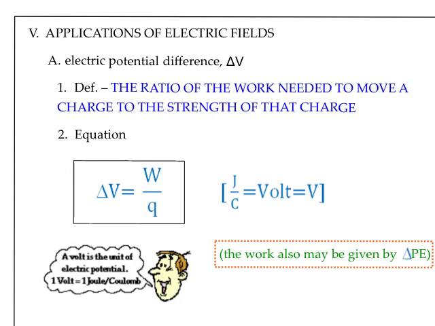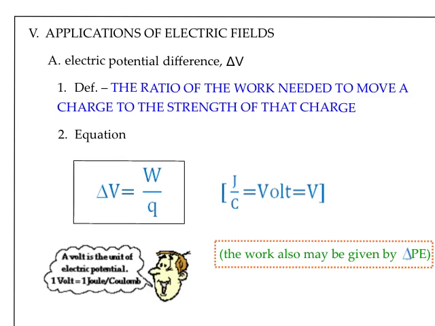Welcome back. Today we're going to discuss Roman numeral 5 with some applications of electric fields. The first thing is called electric potential difference, and typically because of that term difference it's written as delta V, but you may also see it with just a V because the difference will be implied.